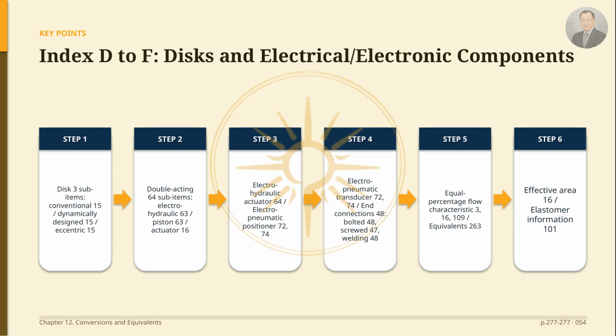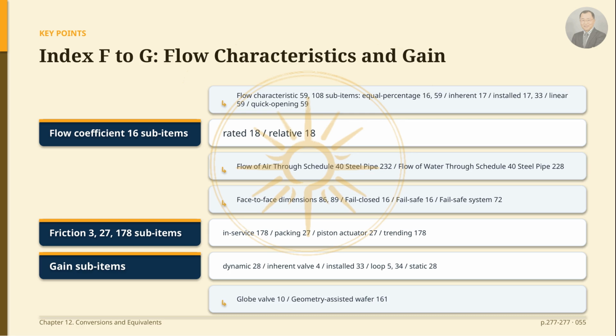This slide contains index information regarding disks and electrical/electronic components, matching key technical terms with the pages where their details are located. For example, disk is on page 3, and equal percentage flow characteristic can be found on pages 3, 16, and 109. The remaining items are indexed in the same manner, so when you need to find the exact location of a specific part or characteristic value in practice, please use the keywords in this table to quickly navigate to the relevant page.